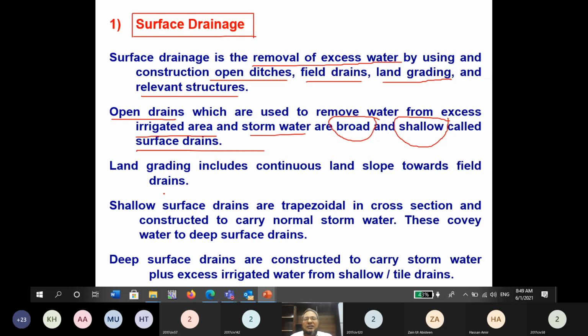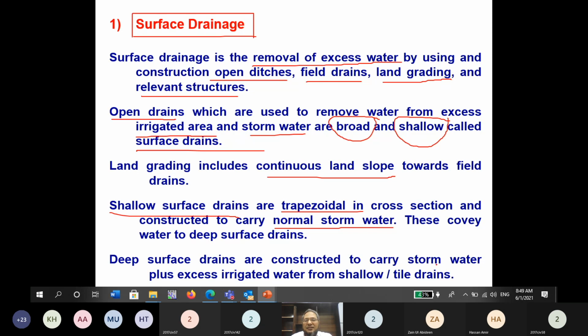लैंड ग्रेडिंग इंक्लूड कंटिन्यूस लैंड स्लोप. तो ये स्लोप देंगे हम, स्लोप किस लिए देंगे, ताकि अगर बारिश हो तो पानी उधर चला जाए, टूवर्ड्स फील्ड ड्रेन्स. शैलो सरफेस ड्रेन्स आर ट्रेपेजॉइडल इन क्रॉस सेक्शन. ट्रेपेजॉइडल है जैसे कैनाल का सेक्शन होता है, एंड कंस्ट्रक्टेड टू कैरी नॉर्मल स्टॉर्म वाटर. ये शैलो ड्रेन्स हैं. दे कन्वे वाटर टू डीप सरफेस ड्रेन्स.